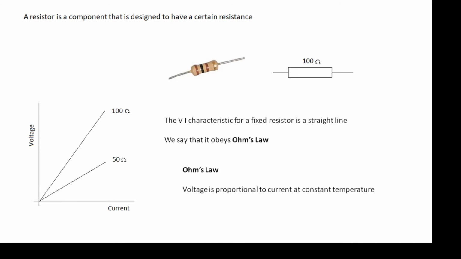This is the characteristic for a fixed resistance, and a VI characteristic will just be a straight line. We say that it obeys Ohm's law. Ohm's law says that voltage is proportional to current at constant temperature, so a resistor obeys Ohm's law. Notice that the gradient for a 100 ohm resistor will be twice as much as for a 50 ohm resistor.